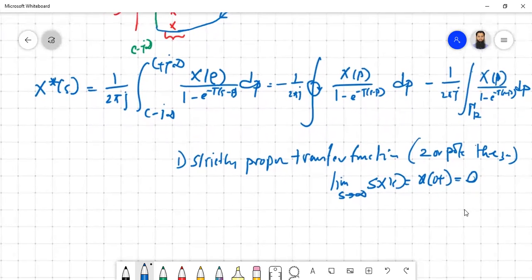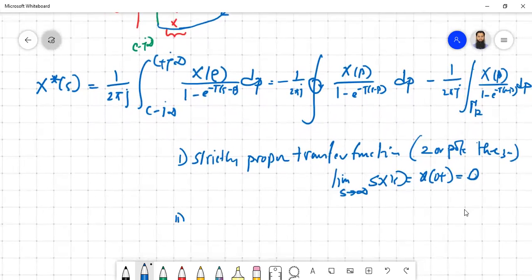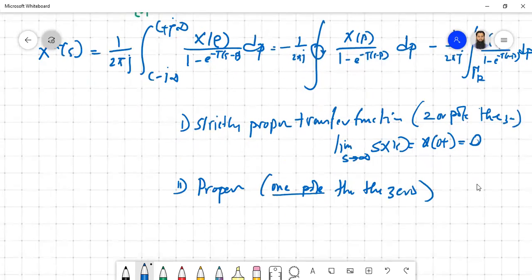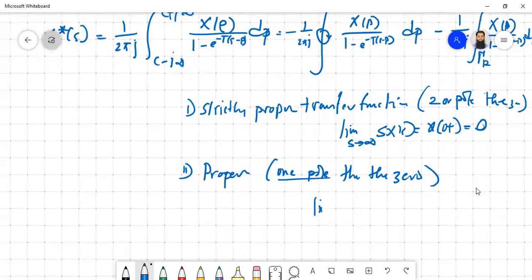And if that is not true, that means your equation is proper, not strictly proper, or in this particular case the number of poles is higher by 1 than the zeros. In that case, this one is not getting 0, rather it is becoming a constant. Okay, so somehow it is minus half of x0 plus.